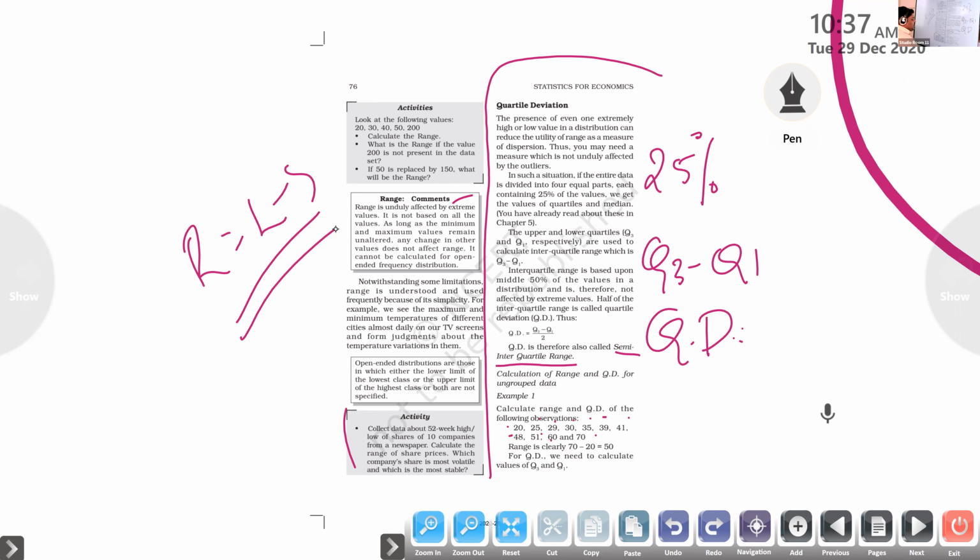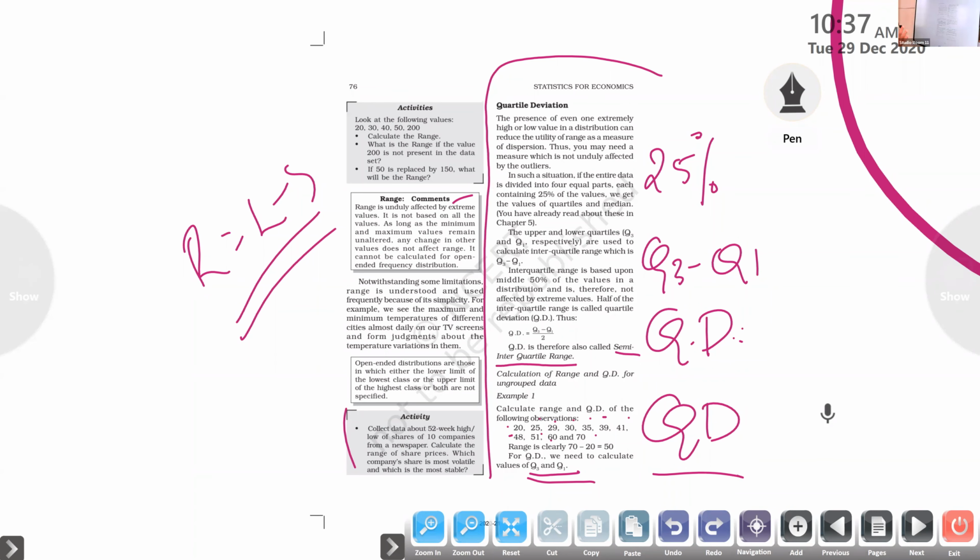For QD, we need to calculate the values of Q3 and Q1. To find the quartile deviation, we first want to find the number of observations. How many observations are there here? 1, 2, 3, 4, 5, 6, 7, 8, 9, 10, and 11. So 11, keep that in your mind.